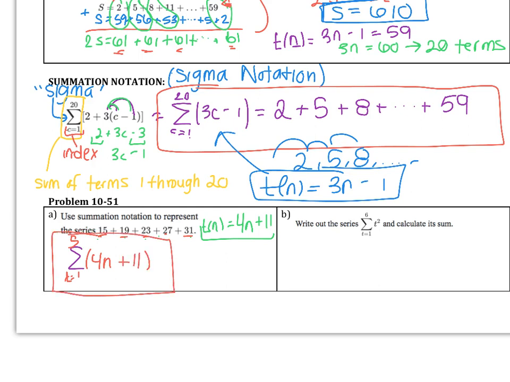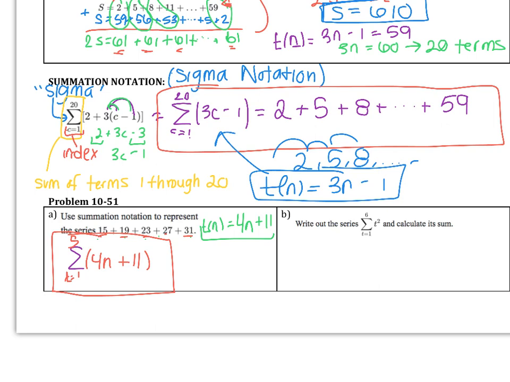And that's it. Let's go backwards now in example B. So in B, we're given the summation notation, and we want to write out the actual series. What are the numbers, the actual values in this series? So we can see here how many terms there are. We start by plugging in 1, we end by plugging in 6. So that means there's going to be 6 terms.